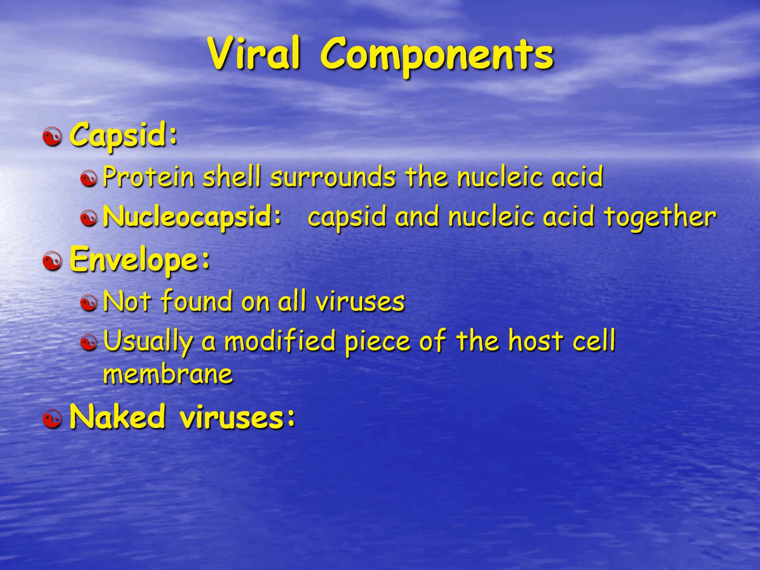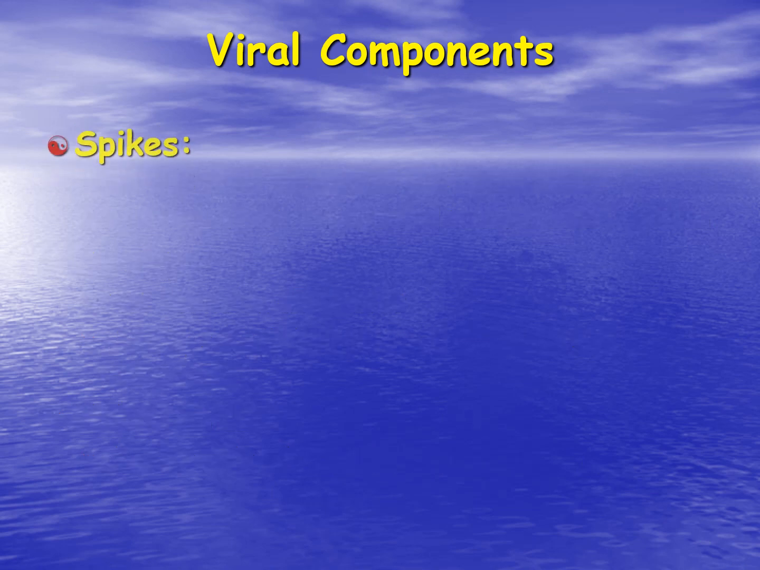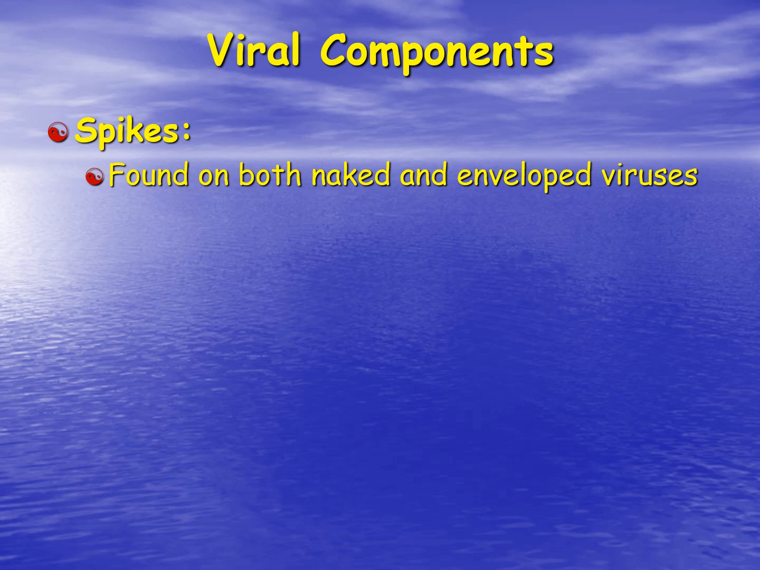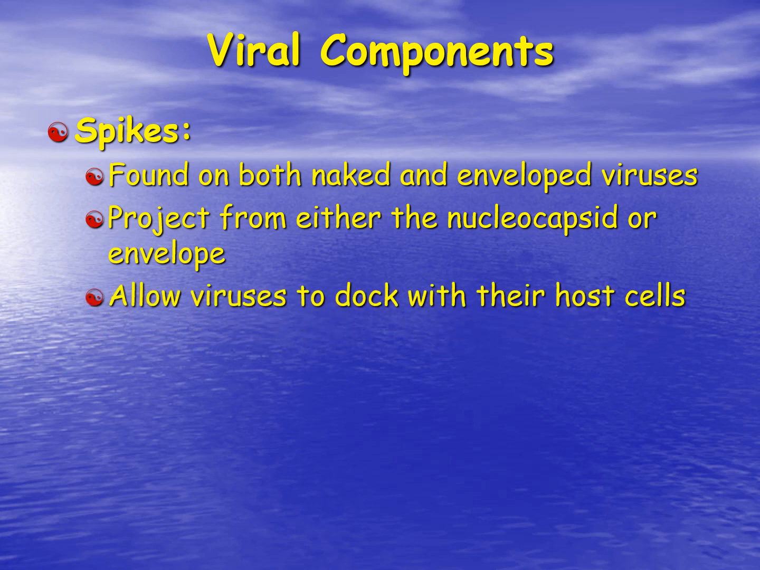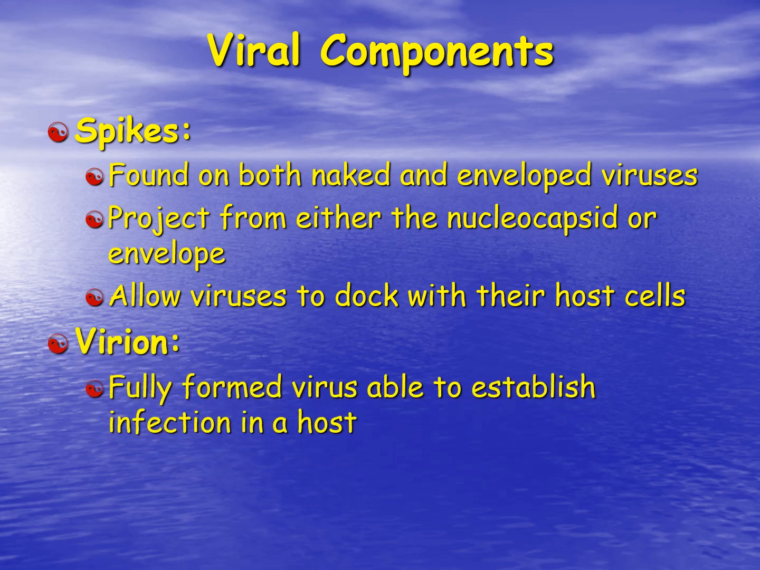A naked or non-enveloped virus consists only of a nucleocapsid. The spikes are found on both naked and enveloped viruses. These project from either the capsid itself or from the envelope. These allow viruses to actually dock with their host cells, and this is also what usually makes viruses very host cell specific. A virion is a fully formed virus that's able to establish an infection in a host. So once the virus is assembled within the host cell and released, we then refer to it as a virion.